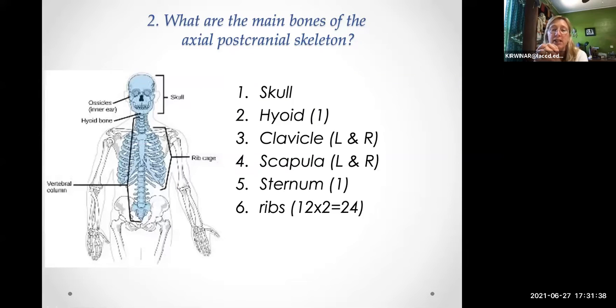And then you have the clavicle, left and right. On this schematic, it says it's not part of the axial skeleton, but we're going to talk about the clavicle. We're talking about the scapulae, or scapula in singular, left and right, one sternum, and then the ribs. We have 12 pairs of ribs. So 12 times 2 is 24.